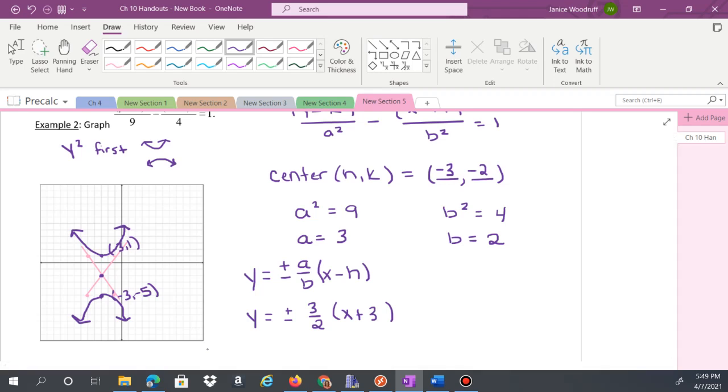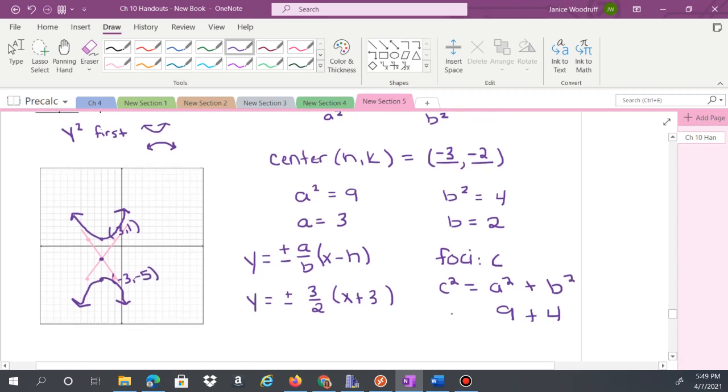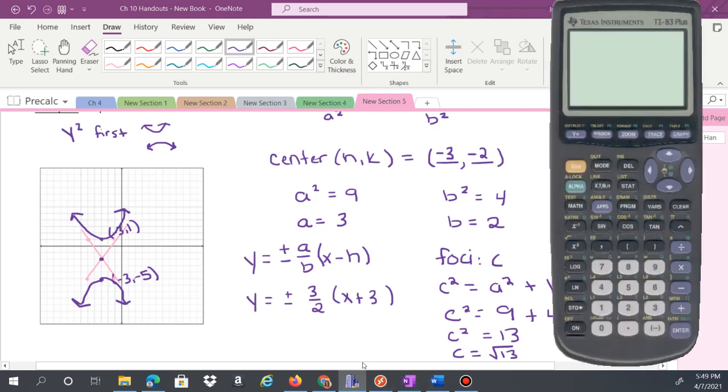Didn't ask for the foci, but we could find the foci if we wanted to. So the foci is your c value. So that would be c squared is a squared plus b squared. So a squared would be 9, b squared would be 4. So that would be c squared equals 13. So c would just be the square root of 13. Okay, so square root of 13 is, let's see what that is actually.